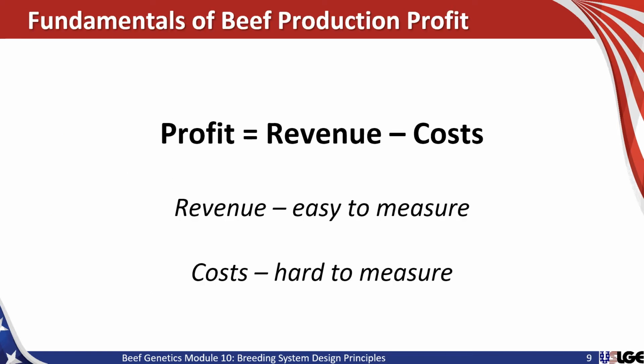Recall the very simple profit equation here, where profit equals revenue minus costs. Generally speaking, revenue is easier to measure than costs are. But it's important to understand unit cost of production to truly understand profitability of the ranch enterprise, and as a consequence, understand where there's room for improvement and where the breeding system and genetic selection decisions can help aid in improving overall profit.